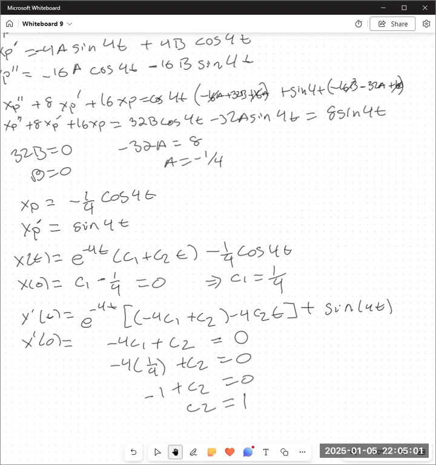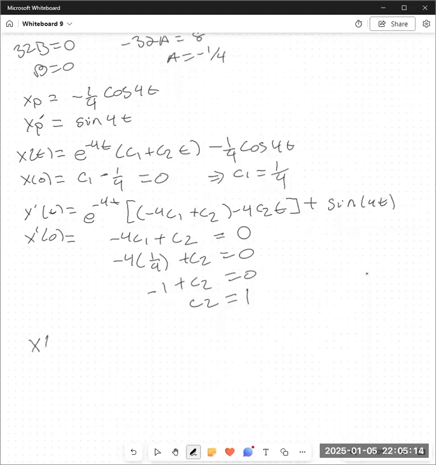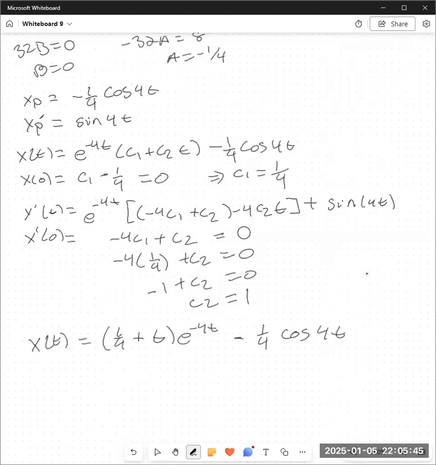Just a second here. c2 is a positive 1. So we have x of t is equal to c1 is 1/4 plus c2t is just regular old t. This is e to the negative 4t times that, minus 1/4 cosine of 4t, or we can distribute this and call this 1/4 e to the negative 4t plus t e to the negative 4t minus 1/4 cosine of 4t.